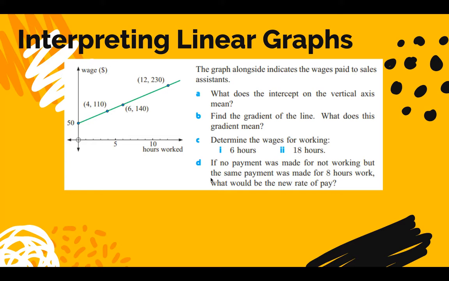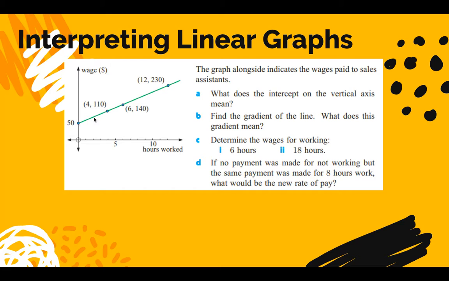So first, we need to interpret the intercept on the vertical axis. That is this 50 right here, and this is the vertical axis, the y-axis. In terms of this problem, the y-axis represents money, and the x-axis represents hours worked. So when there are 0 hours worked, the wage is $50. That means a sales assistant automatically gets $50 for having worked 0 hours. As soon as they start the job, they automatically are paid $50.